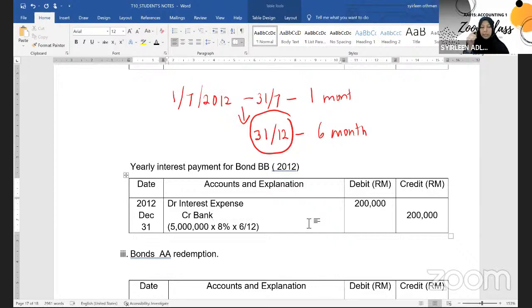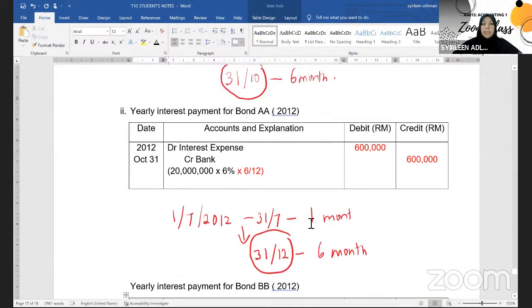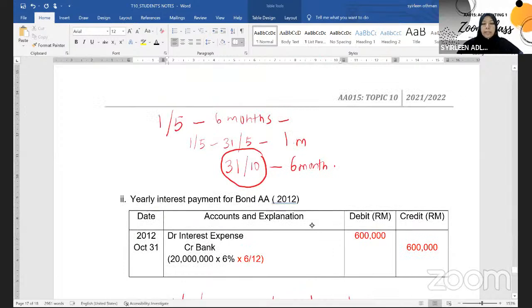Okay, so untuk bond AA, kita bayar setiap 6 bulan kan? Okay, so bond AA bulan yang ke-6 ialah bulan 10, 31 hari bulan 10. Okay, 1st of May sampai 31st of October, that will be the first 6 months. Okay, so nanti dia akan start balik 1st of November. Okay, dan dia akan bayar bila? Dia akan bayar November, December, January, February, March, April. So 30 hari bulan April tu will be another 6 months of interest.